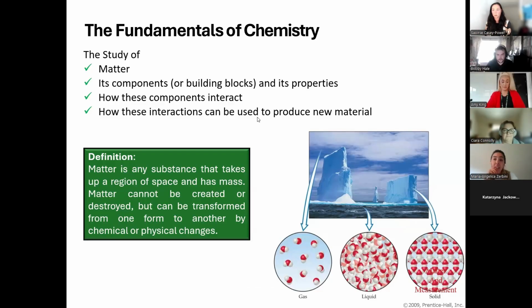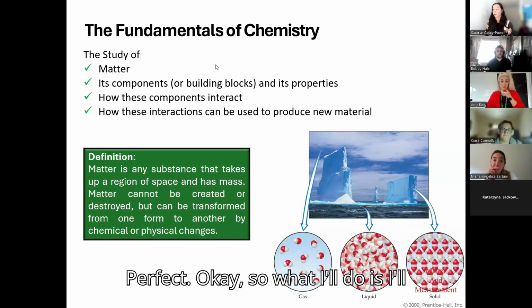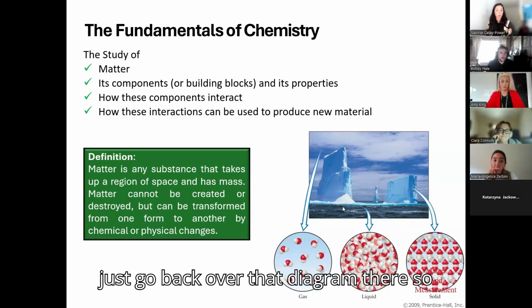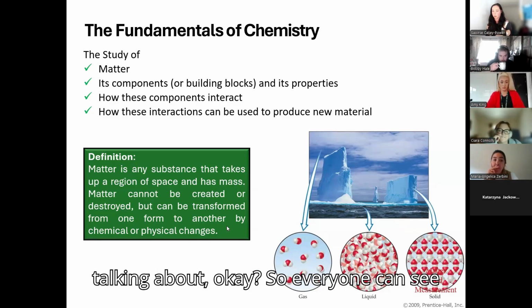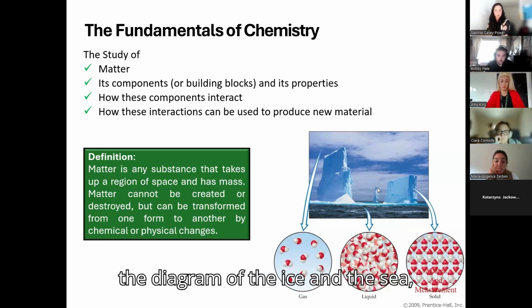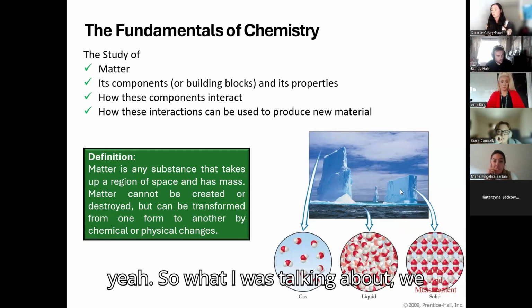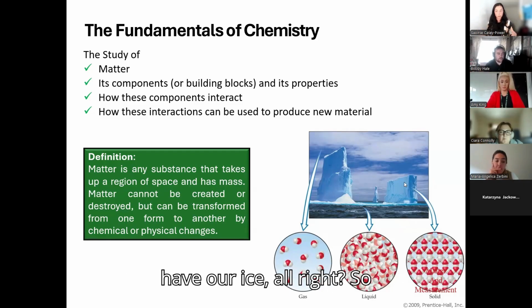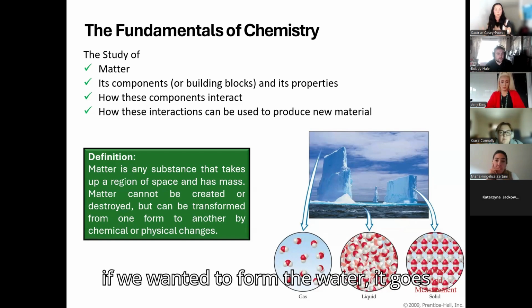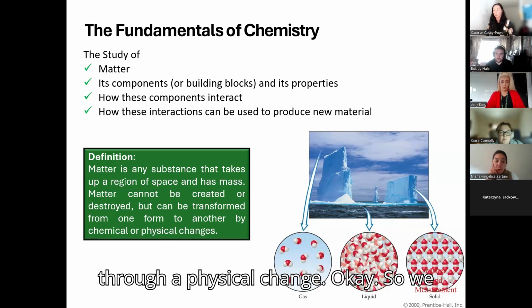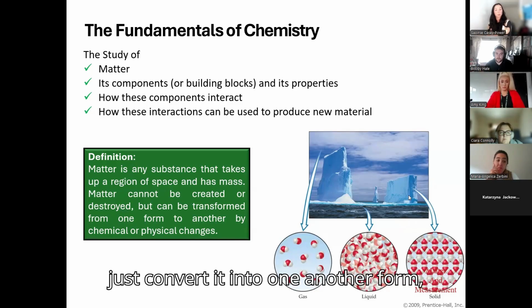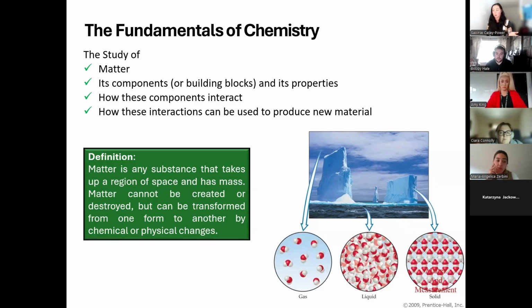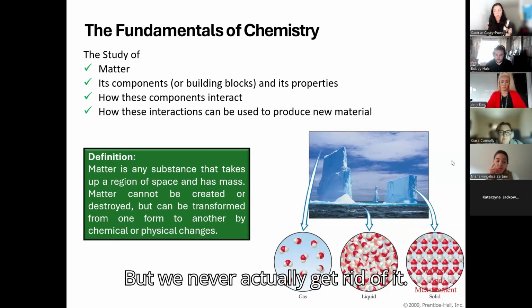Perfect. Okay, so I'll go back over that diagram so you can see what I was talking about. Everyone can see the diagram of the ice and the sea? So we have our ice. If we wanted to form the water, it goes through a physical change. We never actually get rid of the ice. We just convert it into another form, which is our liquid. But we never actually get rid of it.